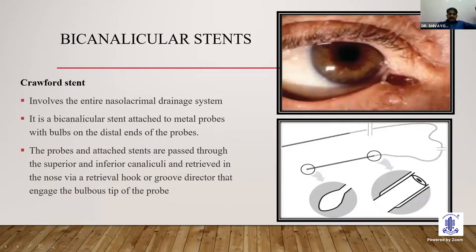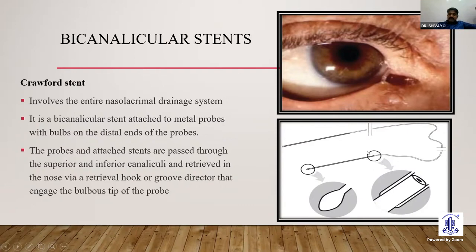As I previously told, I use mostly the Crawford stent, from Orolab, which I prefer. That is my stent of choice. I don't have any hesitation. It involves the entire nasolacrimal drainage system. It's a bicanalicular stent. It has a bulb. This is very, very important when you are purchasing a bicanalicular stent. Always look for this bulb and the attachment here.